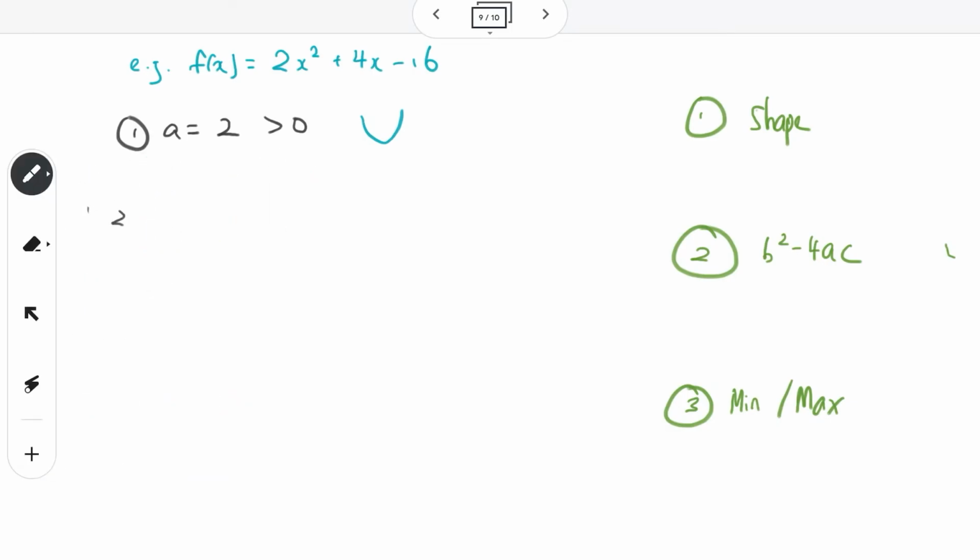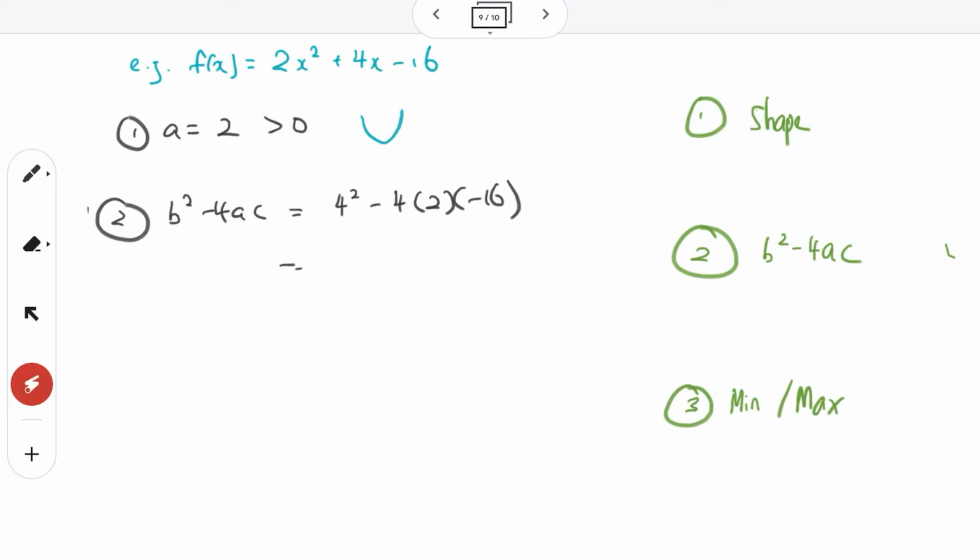The second step is to determine b squared minus 4ac, and we just sub all these values in. b is 4, a is 2, c is -16, and therefore you have something like b squared minus 4 times 2 times -16.